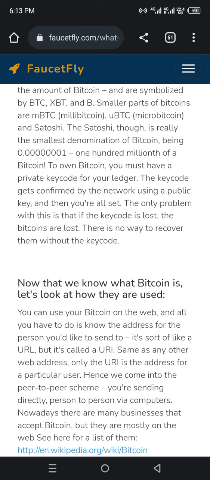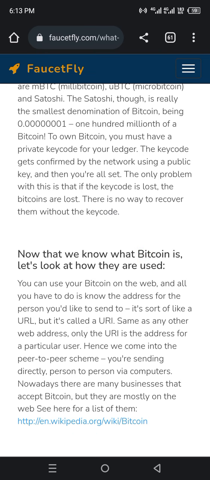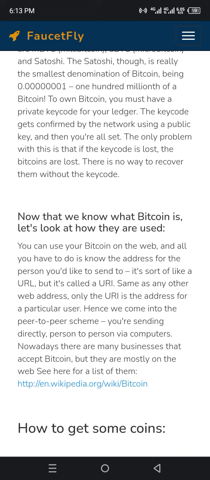So the next question here is, if you lost your cold wallet, is there any way to get it back? Unless technology increases every day and improves every day.